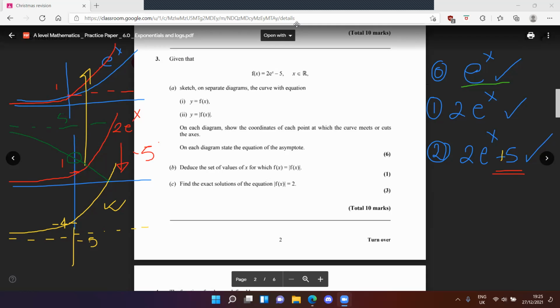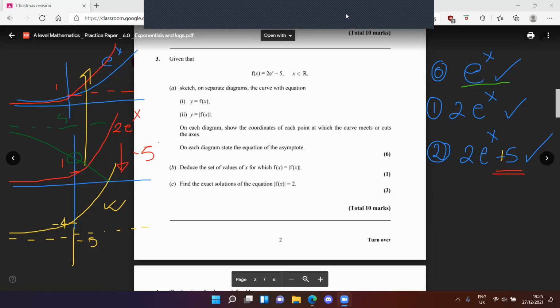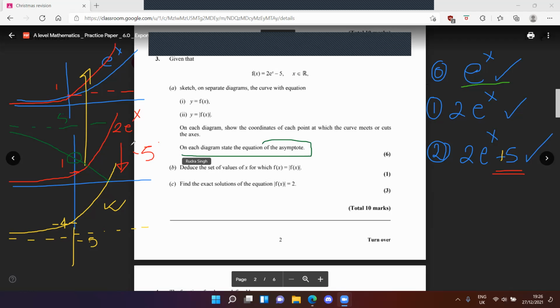So look, it says that on each diagram, state the equation of asymptote. So this is called asymptote. Here we have already drawn that. So it's like x equal to -5 in this case, and in this case x equal to 5. Is it not y equals 5? Sorry, yeah, you're right. Y is equal to 5. And it's 6 marks for all of that. Okay, all of that, yeah.